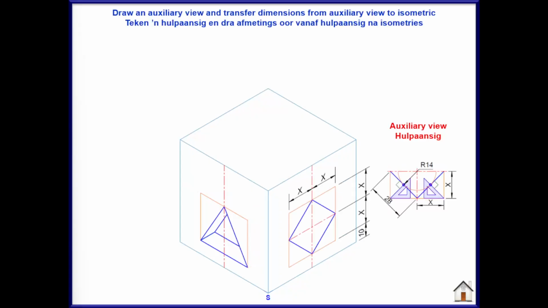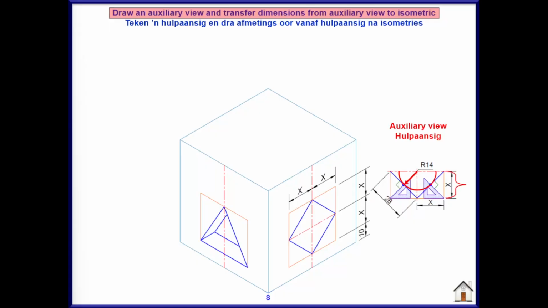Next, we will draw the square that will be visible in the right view. Also draw an auxiliary view and transfer dimensions from the auxiliary view to the isometric drawing. First, draw your vertical and your horizontal center line. Use a radius of 14 millimeters and draw a semicircle. Use your 45-degree set square and draw a construction line tangential to the semicircle. Use your 45-degree set square and draw a line tangential to the semicircle on 45 degrees. The side length of the square will be 28 millimeters, which was a given dimension.